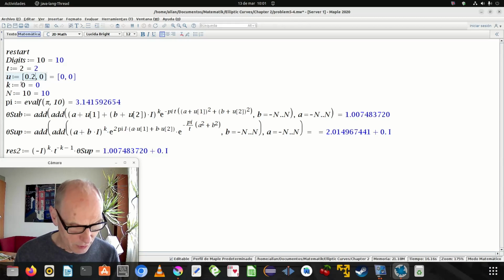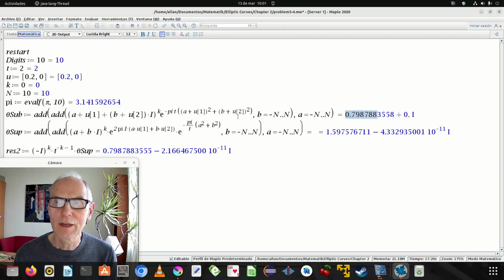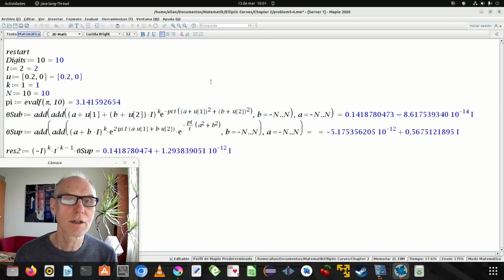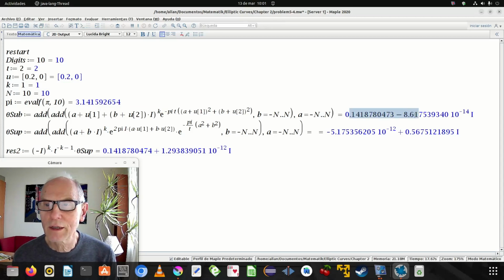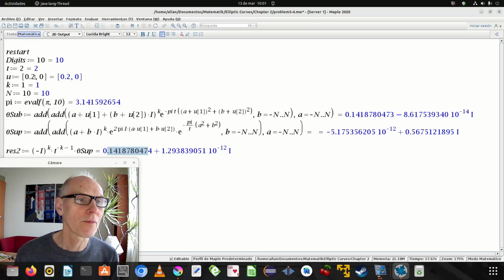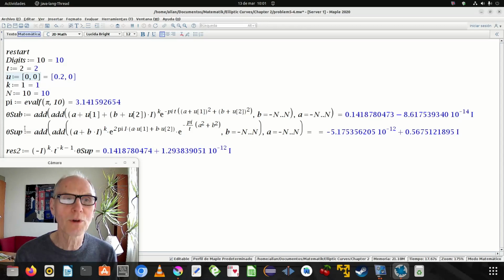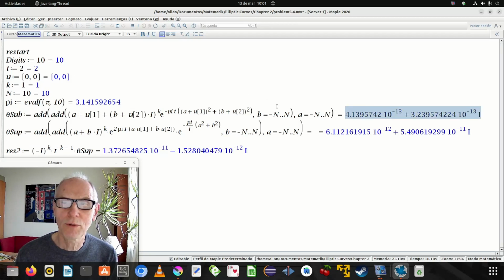And we could change this, and it still agrees. We could set k to unity. That's naught, of course, so it agrees again. Now I wanted to try how about 0.0 for u. 4.14, disagreement.